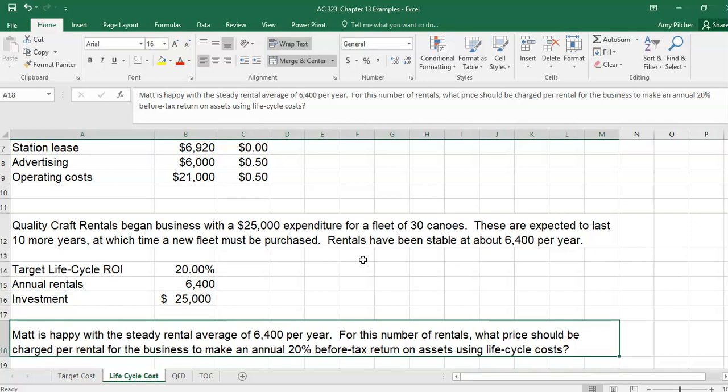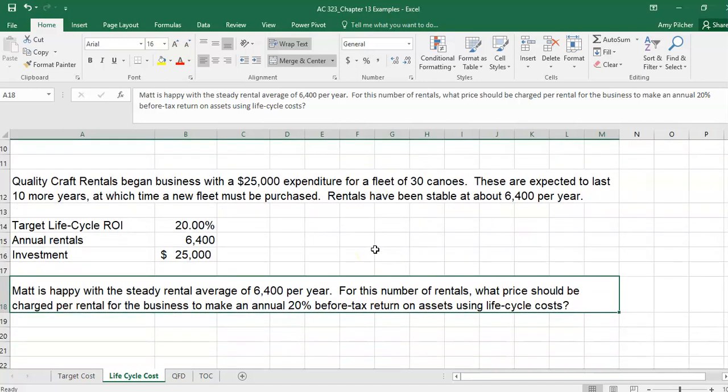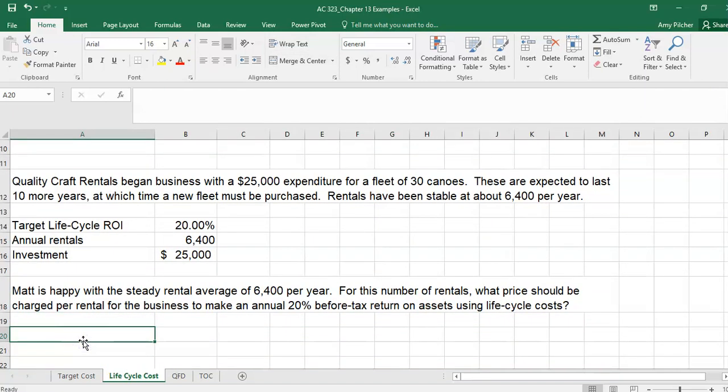So we have a target life cycle return on investment of 20%. Our investment is $25,000 that we spend for our canoes. And we believe that every 10 years, we're going to have to spend $25,000 to buy additional canoes. So in order to make that return on investment and to make all of our costs, what do we have to charge per rental? So we're going to look at all of our various costs.